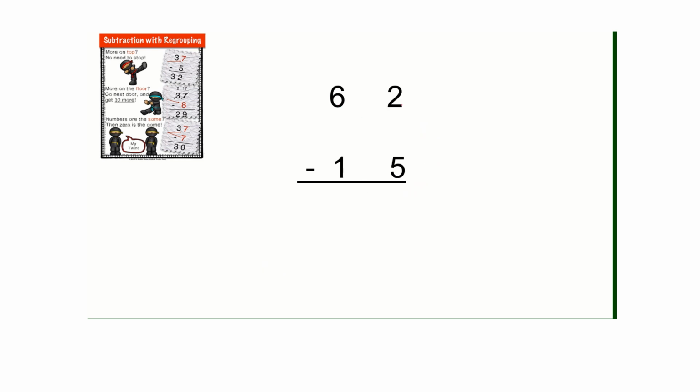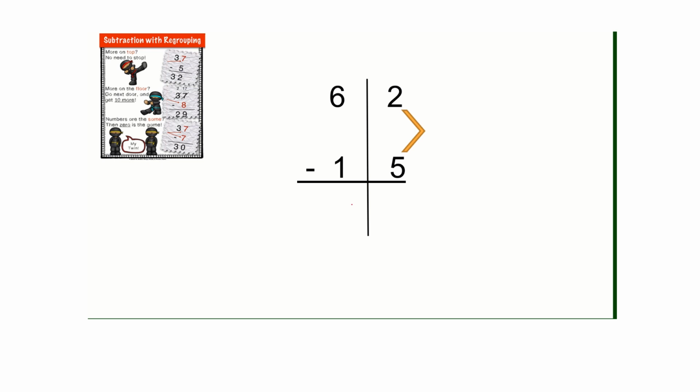Now I have 62 minus 15. First things first, always draw that middle line. I'm going to draw my middle line. Now I have to look at the numbers in the ones place. Remember, we always solve the ones place first. I have 2 minus 5. Then I put my baby carrot next to the number 2 and 5. Now I have to see, 2 minus 5.